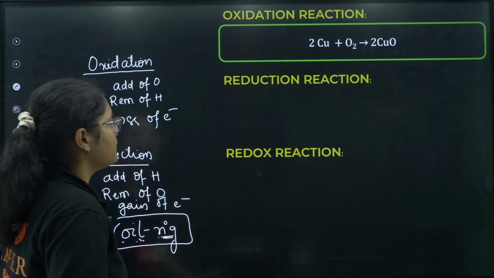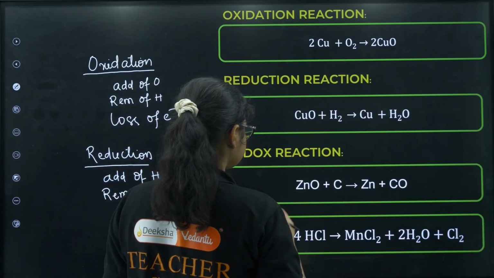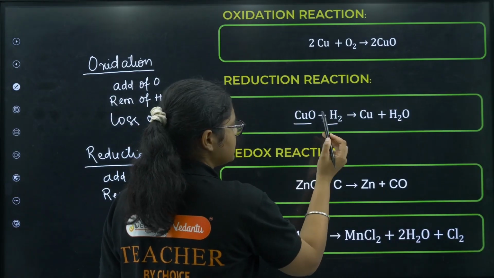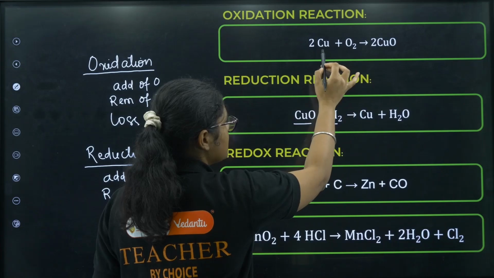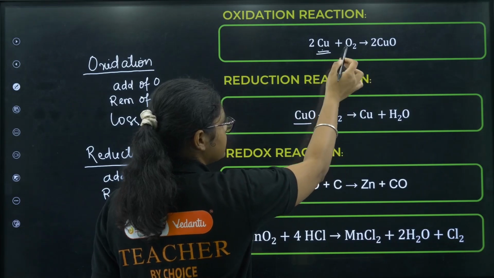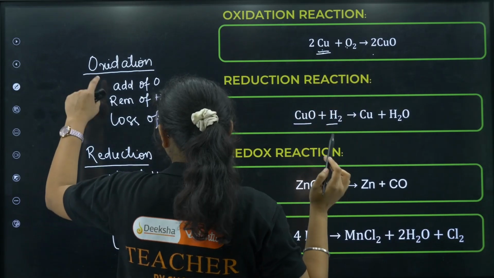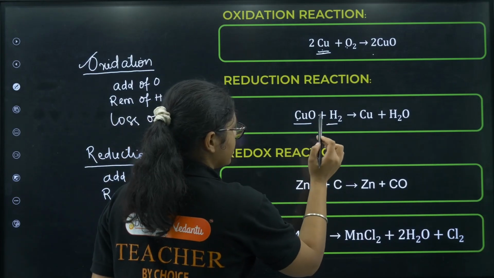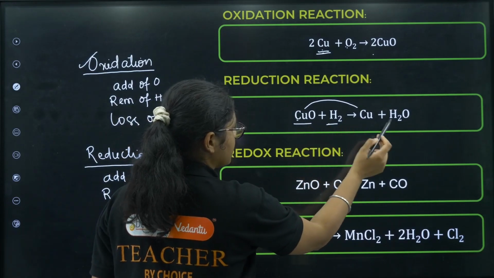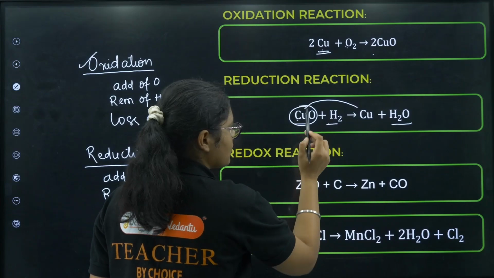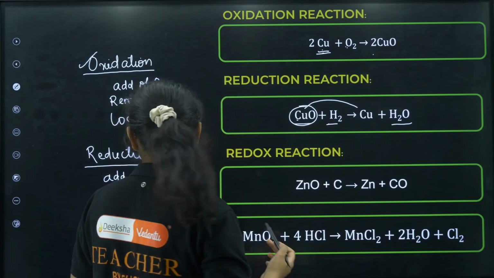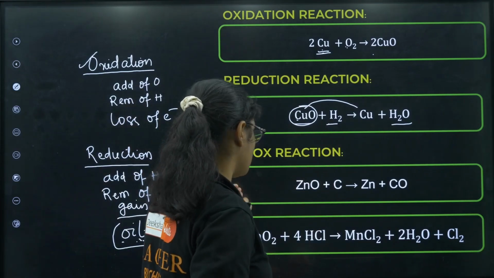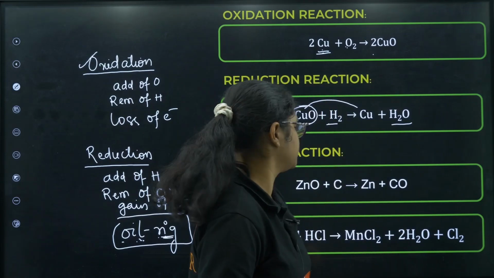Okay. Now, coming to the reduction reaction. You have the example CuO plus H2. So, here what exactly is happening? Oxygen is added to copper, addition of oxygen. So, that is why it is an oxidation reaction. CuO plus H2 gives Cu plus H2O. So, what is happening here? Oxygen is removed from copper oxide. So, that is removal of oxygen. So, that is why it is a reduction reaction.